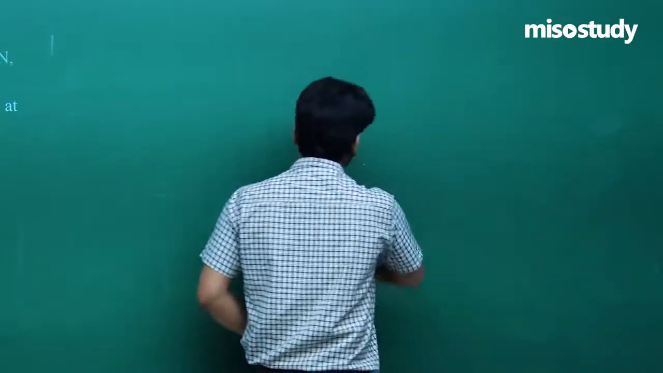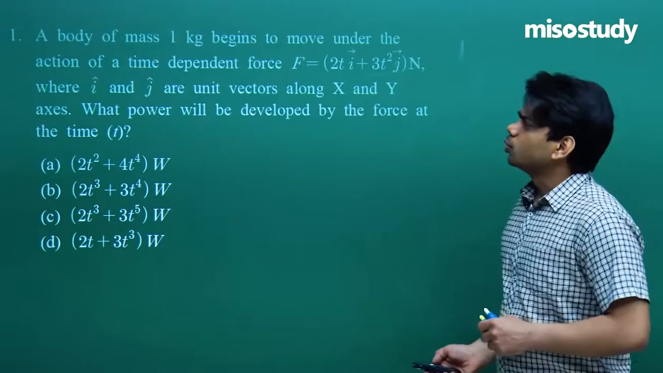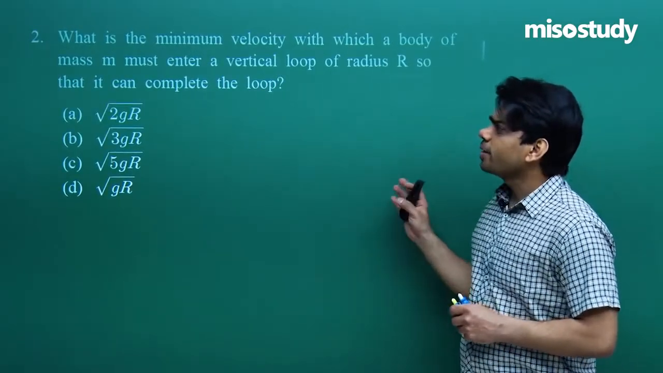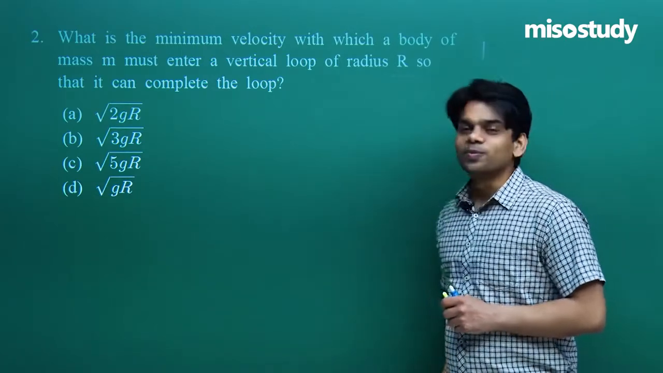Next question of the class, let's go ahead. Question number 2. What is the minimum velocity with which a body of mass m must enter a vertical loop of radius r so that it can complete the loop?